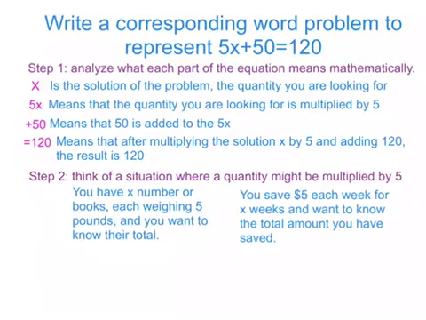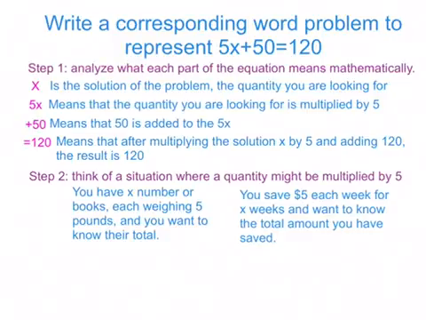So, I know this is a lot to look at, but that's okay because it's a lot of creating today. We're writing a corresponding word problem to represent 5x plus 50 equals 120. Step 1, analyze what each part of that equation means mathematically. So, what does x mean? X is your variable. So it's the solution to the problem, your answer at the end.